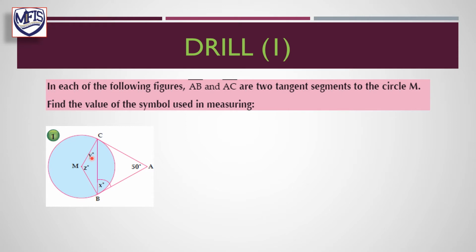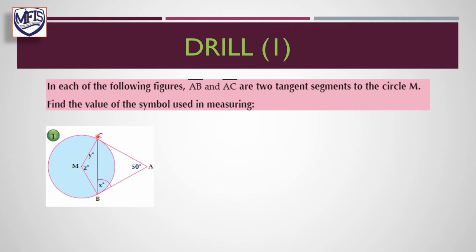Angle Y here is part of angle ACM, but measure angle ACM equals 90. Why? Because AC is a tangent and MC is a radius of the circle. Therefore, this radius is perpendicular to the tangent of the circle at the point of tangency. Then Y equals 90 minus 65. Then Y equals 25.